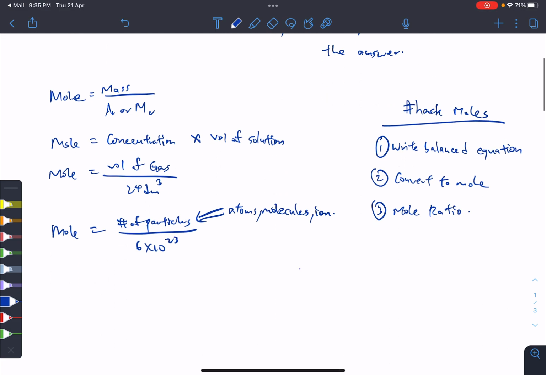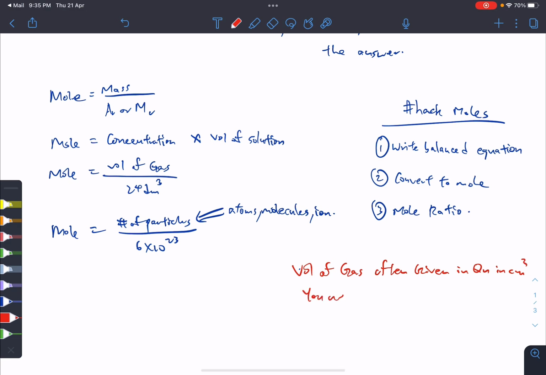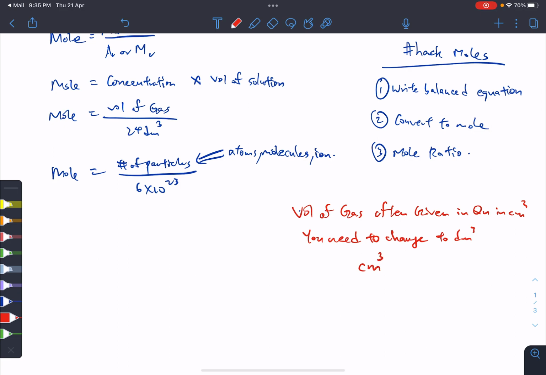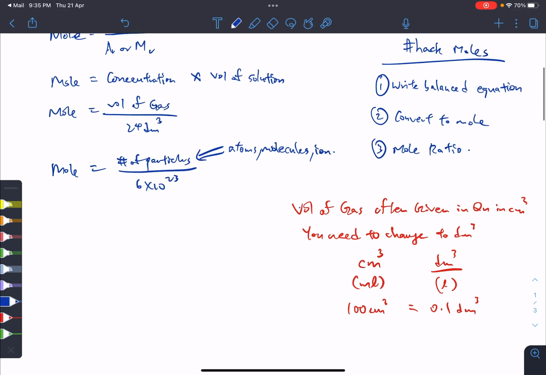Another thing, I give you a saying here: volume of gas is often given in the question in cm cube. You need to change to dm cube because the formula involves dm cube. So how do you convert? Very simple. Cm cube is essentially milliliter, whereas dm cube is essentially liter. That means 100 cm cube, which is 100 ml, is 0.1 liter, 0.1 dm cube. Oh, cool. And I have one more saying.